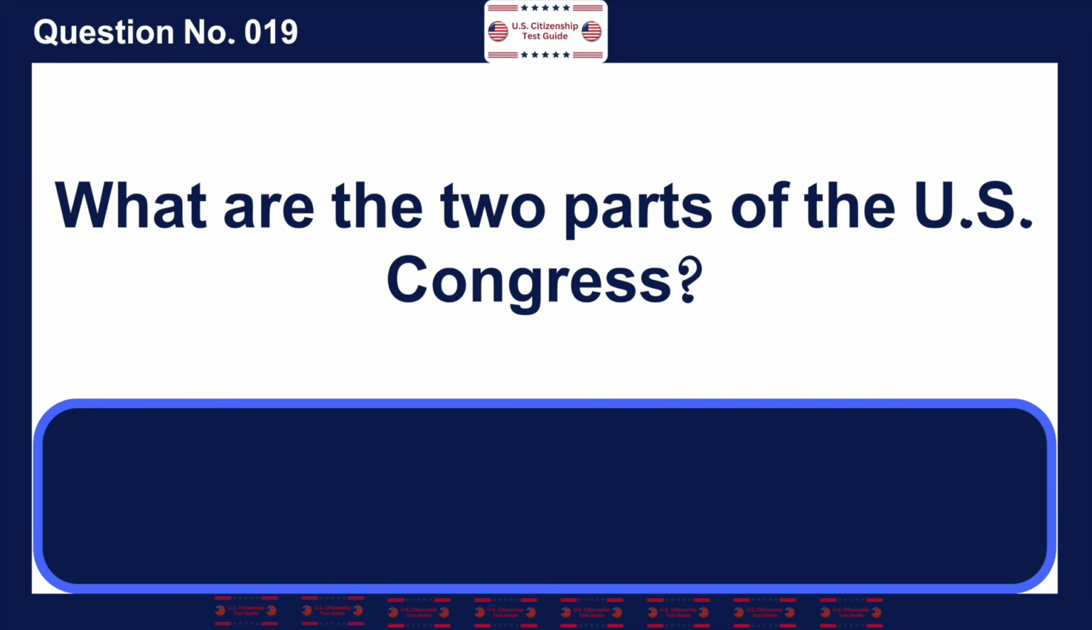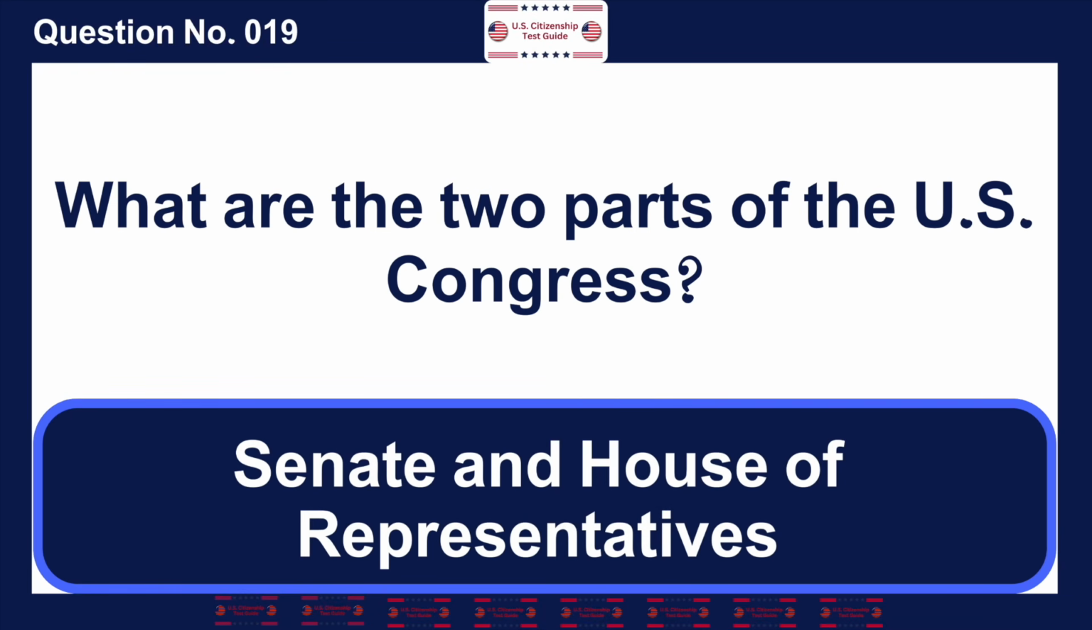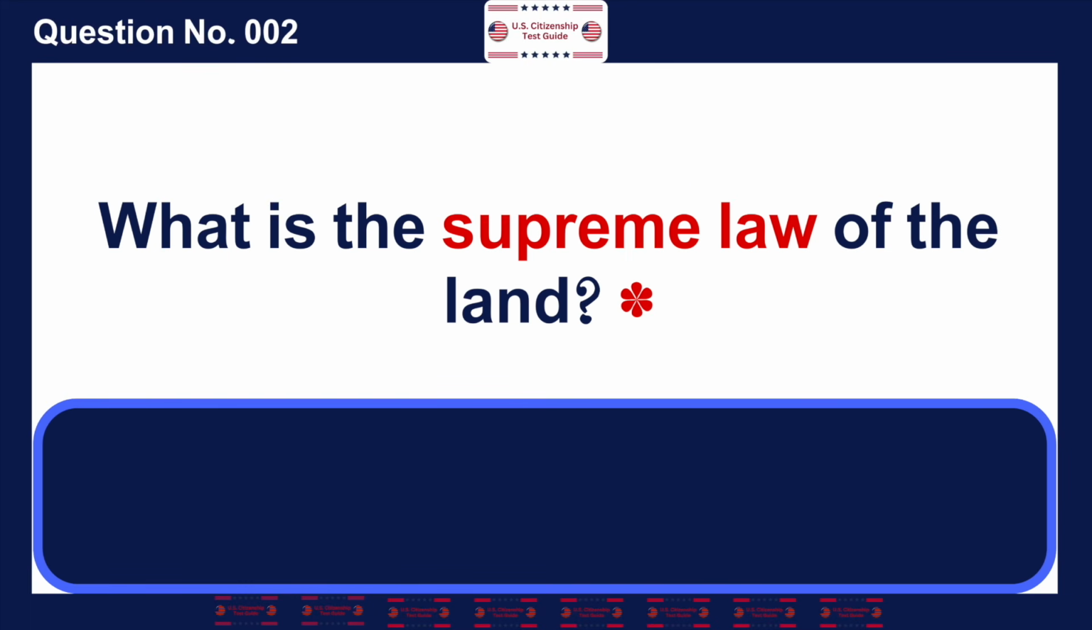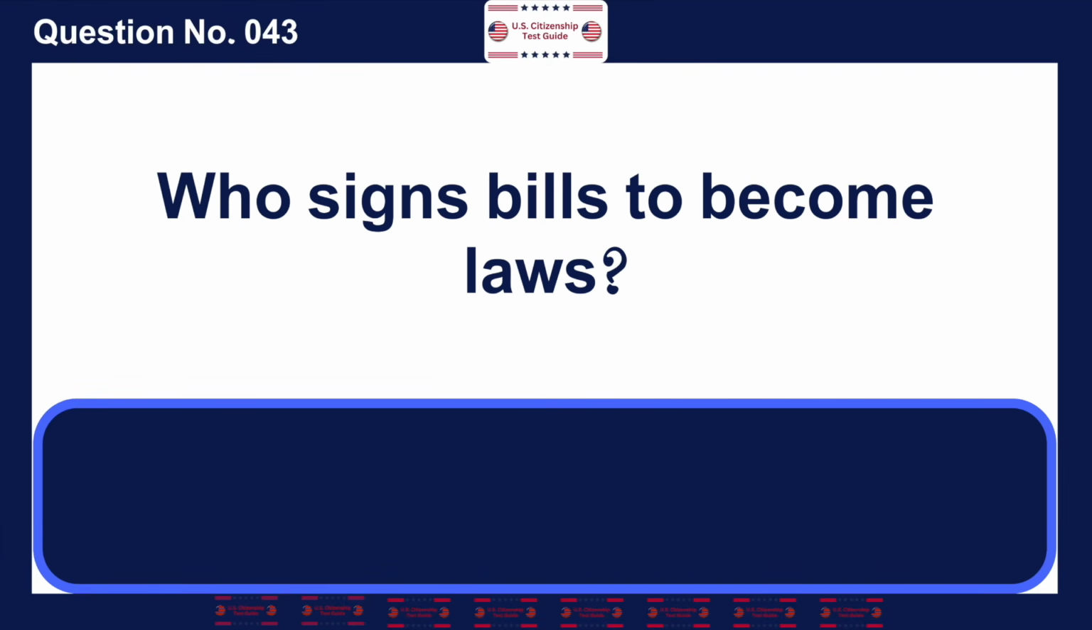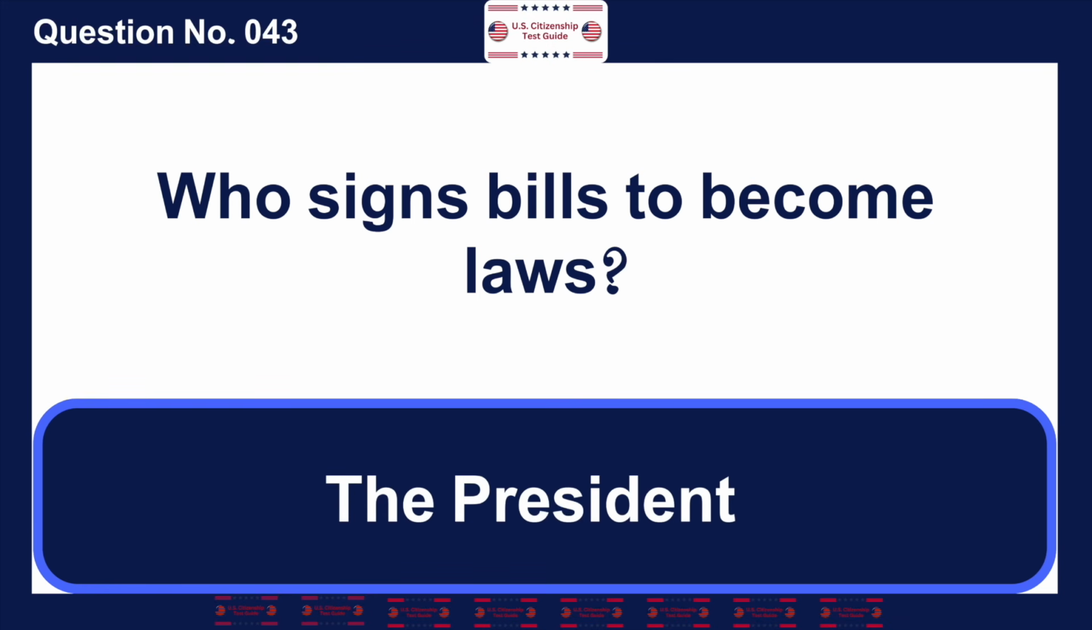What are the two parts of the U.S. Congress? Senate and House of Representatives. What is the supreme law of the land? U.S. Constitution. Who signs bills to become laws? The President.